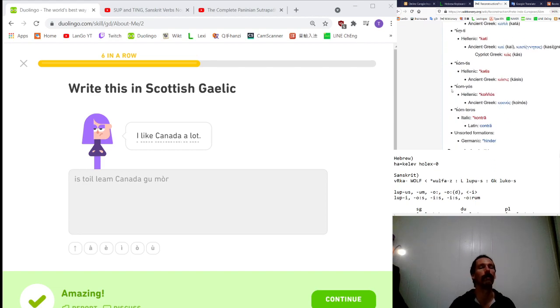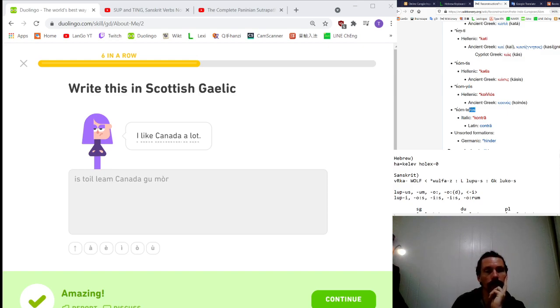Oh, how cool, komyos. I didn't think of this or know of this derivation of koinos, meaning common, as in koine, the common language, common dialect. It is from this kom with a yo suffix. Komyos, koinos, komteros, giving kontra.